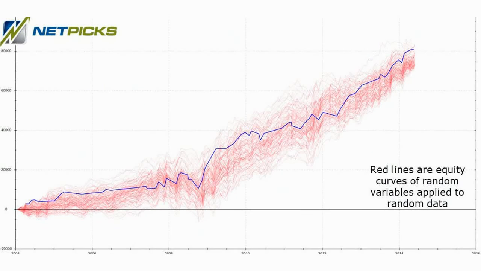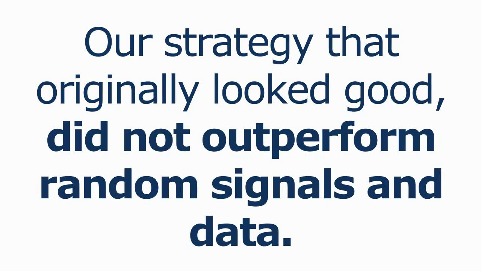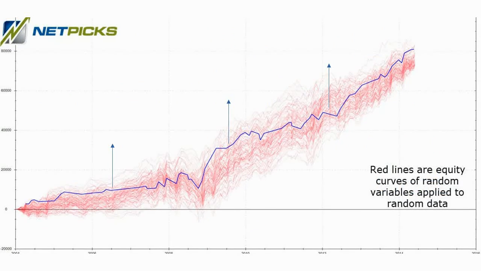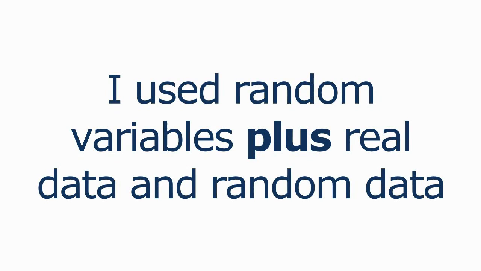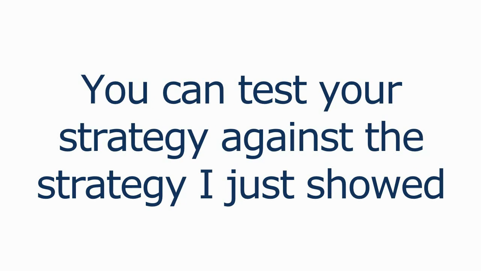The solid blue line here is the original equity curve from the first chart, and the red lines are random signals and random data. Our strategy that originally looked really good did not outperform random signals and data. What we would want to see is that blue line well above the red lines. Now keep in mind for this example, I used random variables plus real data and random data. Now a trader that's using a strategy that was not chosen randomly can test that strategy by taking the strategy that we just talked about and test it against their own variables.